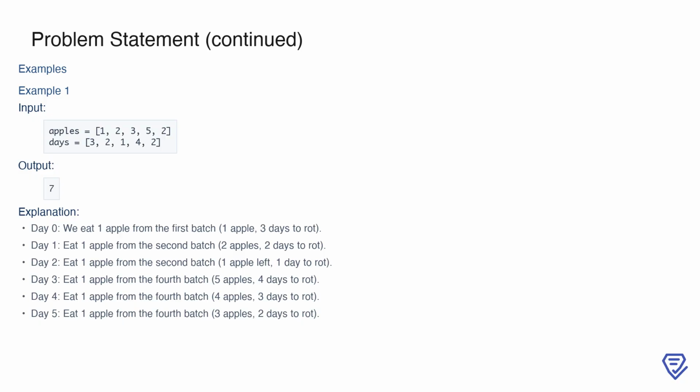On day 2, we eat another apple from the second batch since it hasn't rotted yet. We continue this process, prioritizing apples that will rot sooner. By the end, we've eaten a total of 7 apples, which is the output.